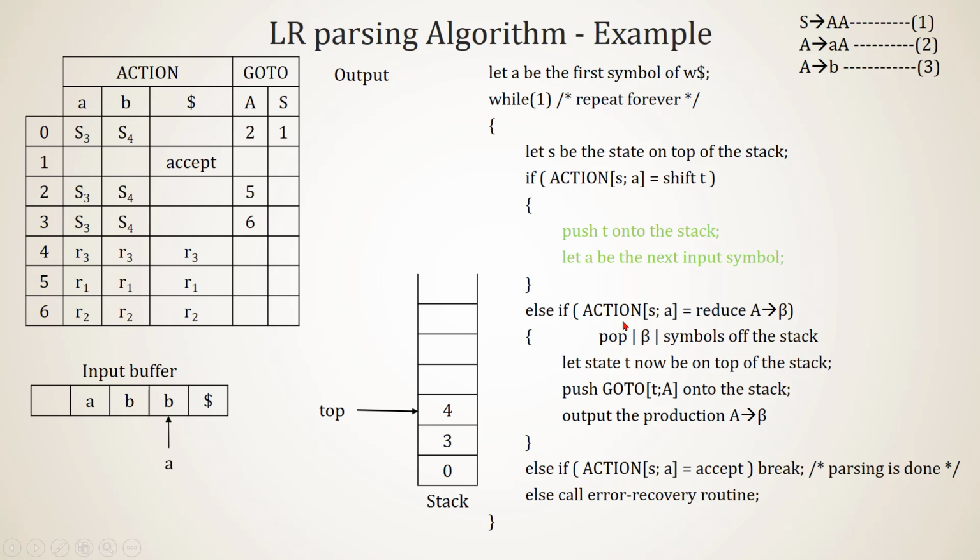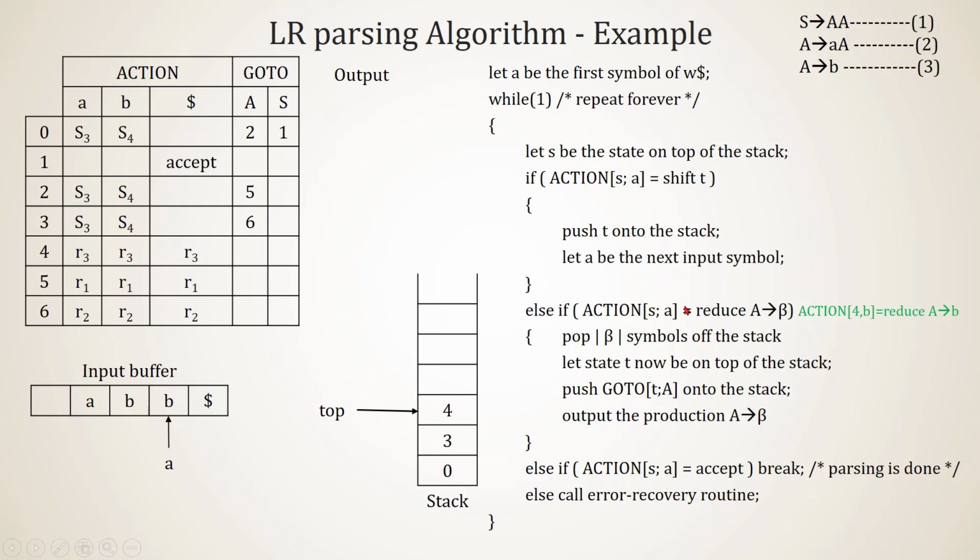These three conditions will not be true. Again, let S be the state on top of the stack. So top of the stack is 4. And we will test this condition. Action S comma A, 4 comma B. Under action 4 comma B, I have R3. R3 means reduce 3. Anyway, this condition is false. If it is some S value, this condition will be true. Since it is R, this reduce will be true.